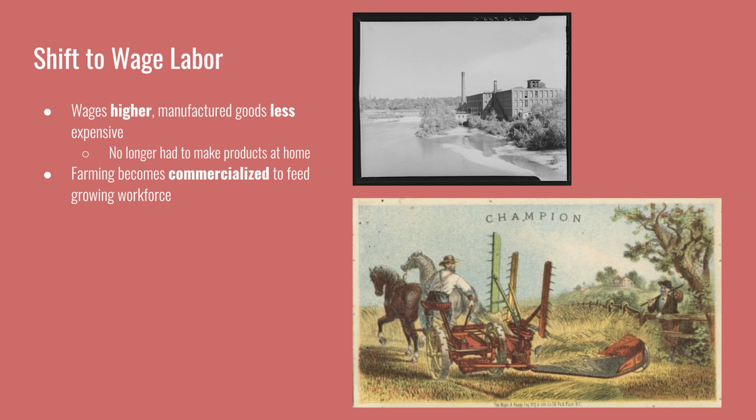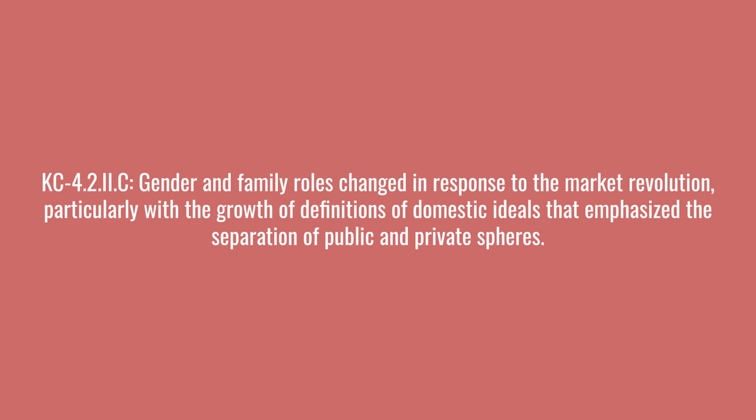Commercial farms would also hire workers during planting and harvest seasons, paying them a wage as opposed to paying them with land or seed. This also means the end of homemade products, as they could then buy ready-made products with the wages they earned. The last key concept covers the effects on gender and family roles. It says gender and family roles changed in response to the market revolution, particularly with the growth of definitions of domestic ideals that emphasize the separation of public and private spheres.